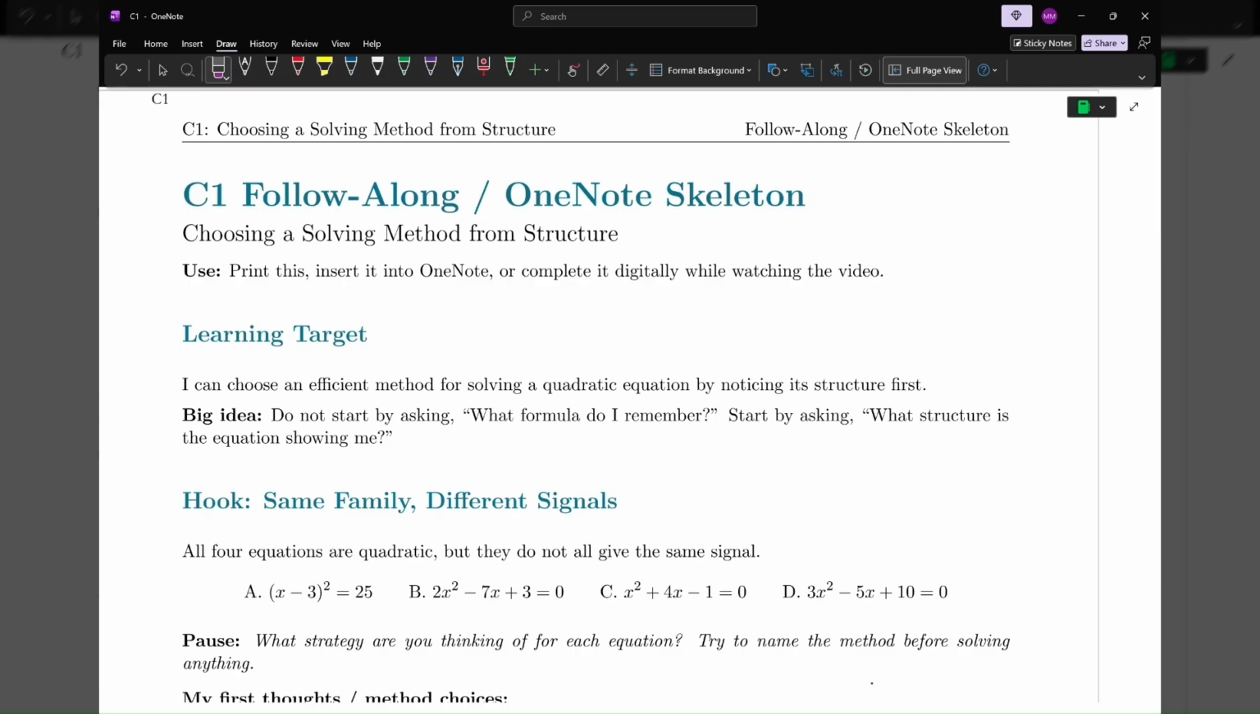So, kind of a hook here, you can see down here at the bottom, four quadratic equations, but they're not telling us the same thing. What I'm going to get you to do is pause the video in a second and think, what if you go to solve this? What's your strategy for each of those questions? Try to name that method. We don't need a particular name per se, just come up with a name for it yourself. So, for example, I see a perfect square, and I would do this. So, pause the video here. Take a minute, and we'll come back.